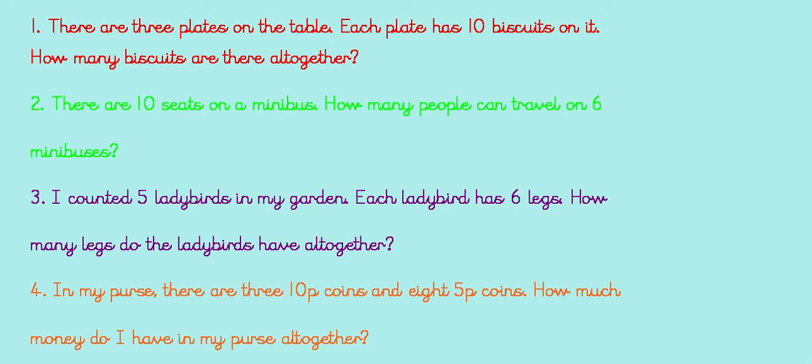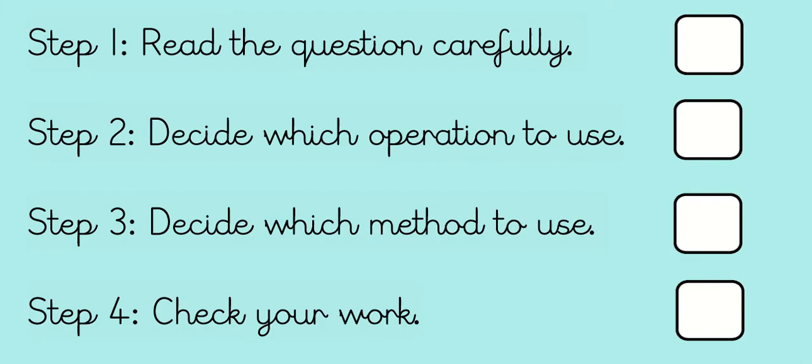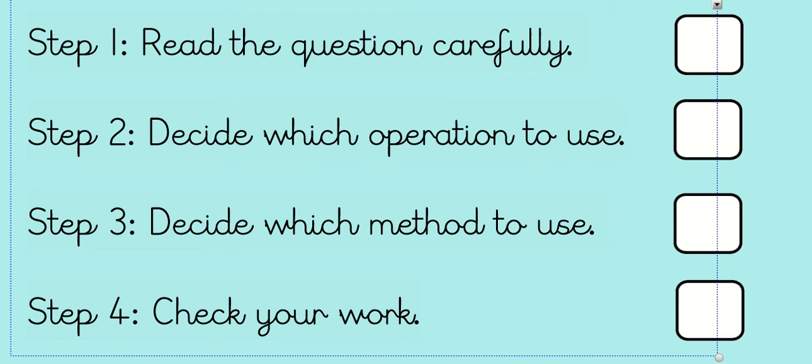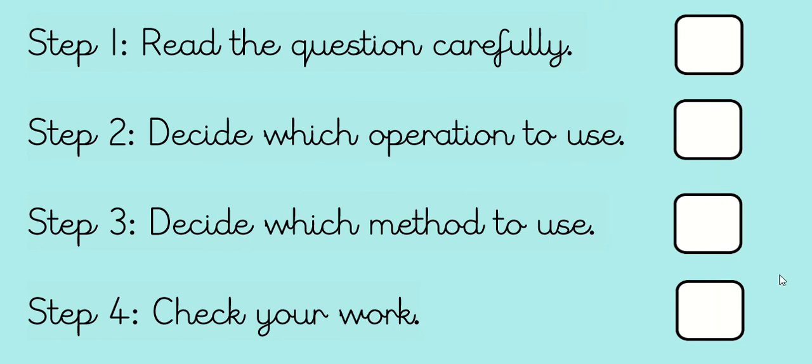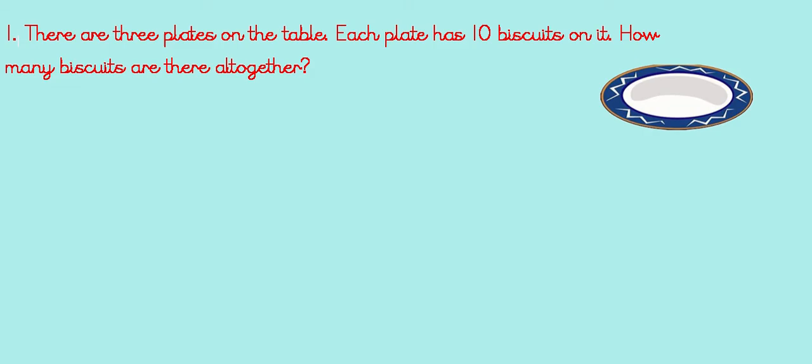Okay, here we go. So remember, children, here are our 4 steps to success today. The same as we've done before. We need to read the question carefully. We need to decide which operation to use. Now, we know we're using multiplication, but there might be some vocabulary clues to find. We need to decide which method we're going to use. And we need to check our work just to make sure that we've got the answer correct. Okay? Here we go then.